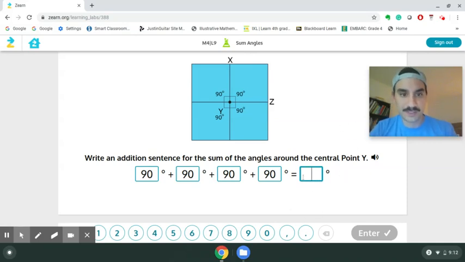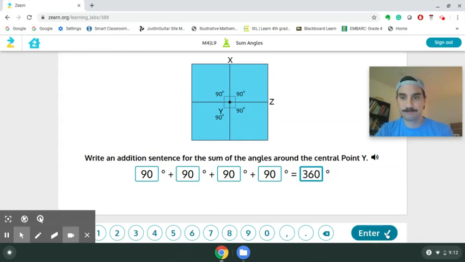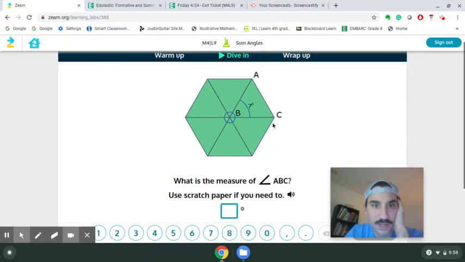All right, when we add these up, I like to just do 9 times 4 and then tack a 0 on the end. 9 times 4 is 36. We have a 0 on the end, 360. Very good. All right, my friends, our next question.